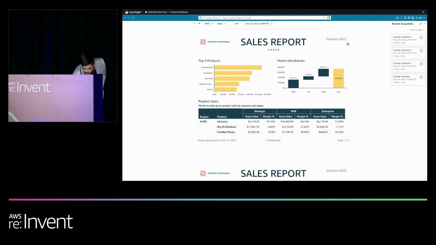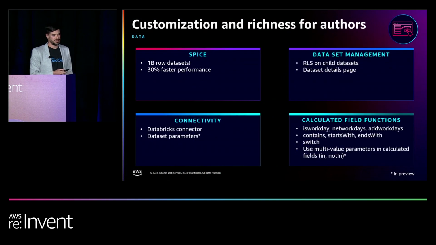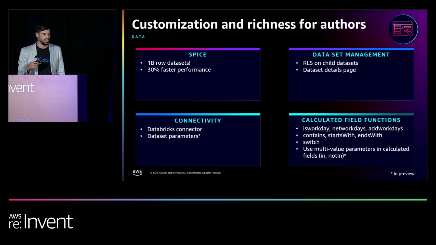I've got two more quicker ones where we're going to go through some of the data side of it. Major one, SPICE. The limit before this week was 500 million rows or 500 gigabytes per SPICE data set. So we just doubled that. It's 1 billion rows or a terabyte of data per SPICE data set. A major increase there. And you also enjoy 30% faster performance on all SPICE data sets. Yeah, major milestone there.